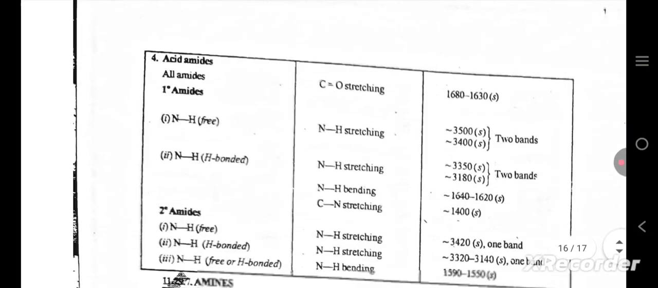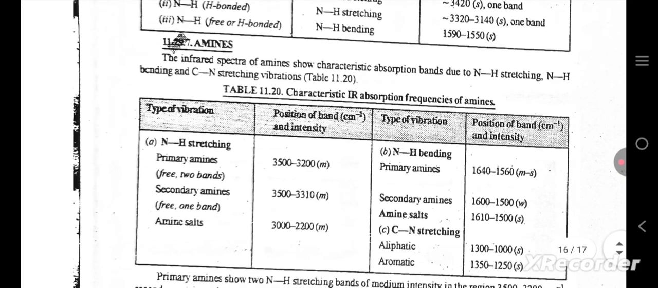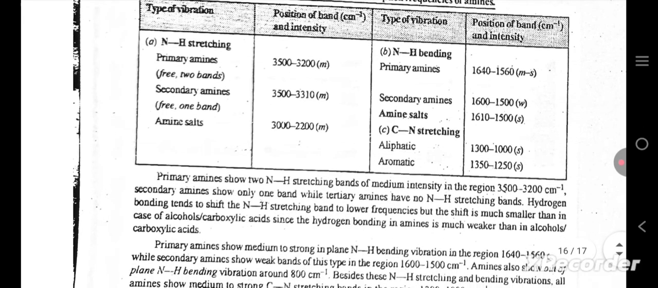Look at this another table. Amines. The infrared spectra of amines show characteristic absorption bands due to NH stretching, NH bending, and CN stretching vibrations. Table 11.20. Look at this table 11.20, characteristic IR absorption frequencies of amines.